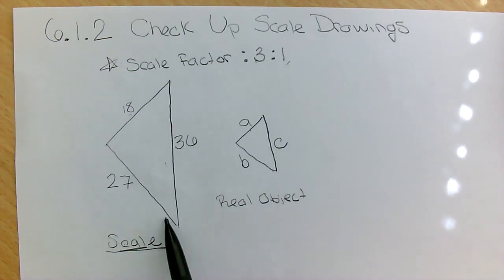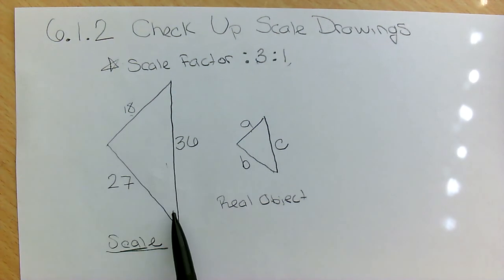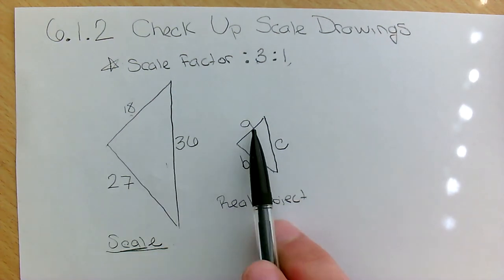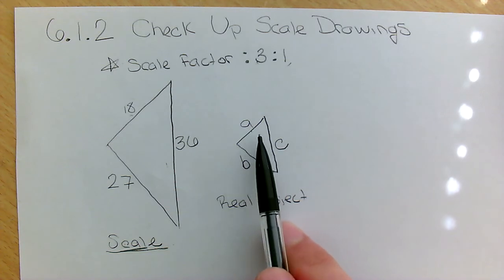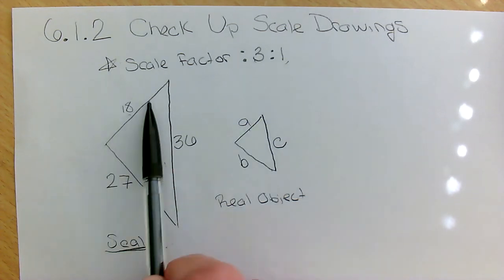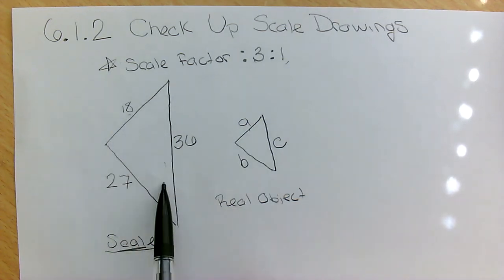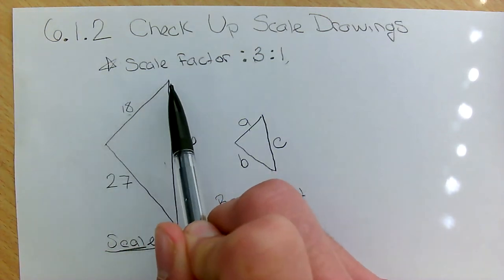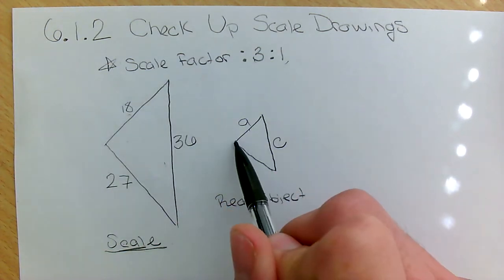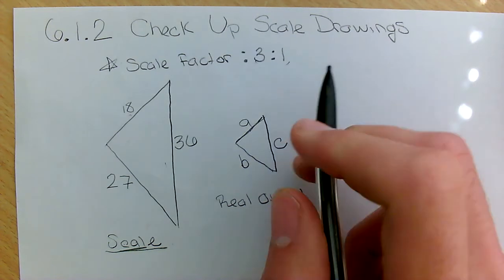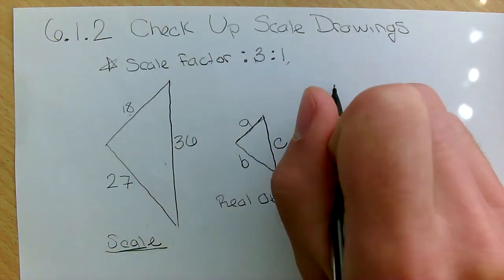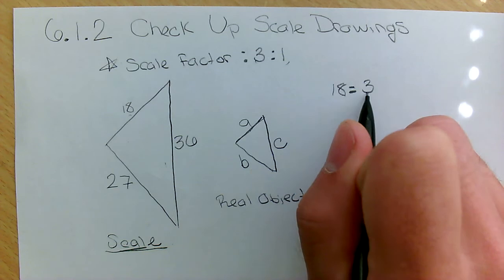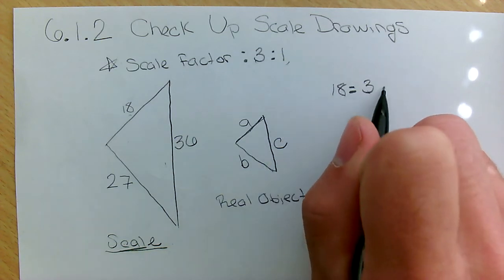Well, if I know that this scale triangle right here is 3 times bigger than this triangle right here, then how do we know what this side A is going to be? Well, since this triangle is 3 times bigger than this triangle, that means that this side right here is also 3 times bigger than this side right here. So we know that 18 equals 3 times bigger than A. So it's going to be 3A.